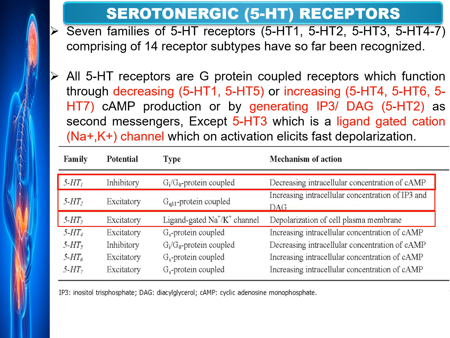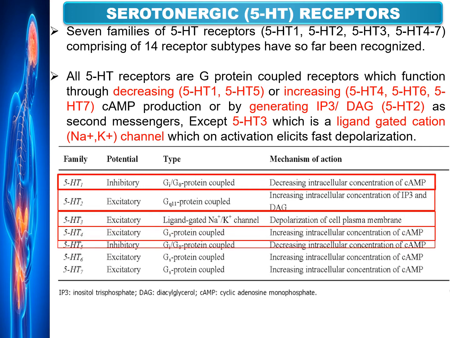Then the fourth family of the receptor, that is the 5-HT4 receptor, they are having the excitatory potential, and they have the Gs type of the coupler protein, and they function through increasing the intracellular concentration of cAMP. Then the fifth family of serotonergic receptor is the 5-HT5 receptors, having the inhibitory potential, has Gi/Go type of the coupler protein, and they function through decreasing the intracellular concentration of cAMP.